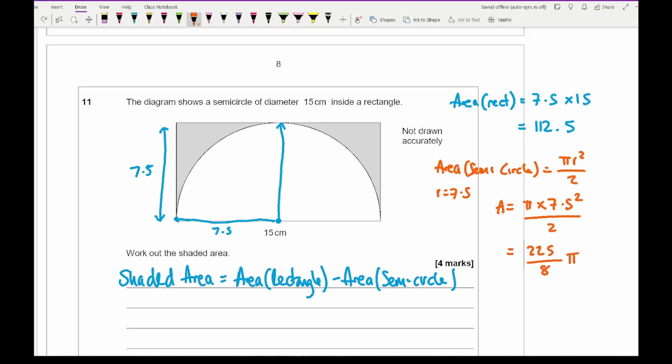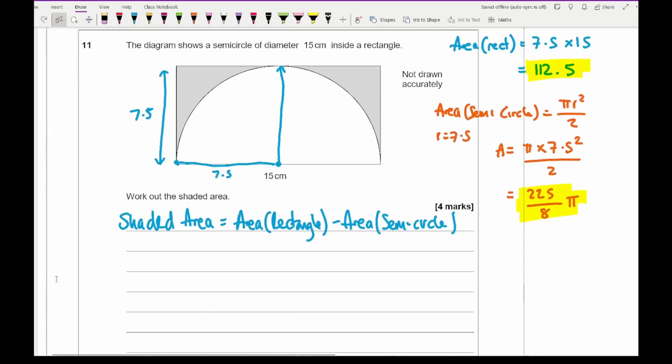So then all that's left for me to do is take away the area of the semicircle from the area of the rectangle. So on the calculator, I could just write the shaded area is going to equal 112.5 minus 225 over 8 pi. And if you've written that as a decimal, then that should be absolutely fine.